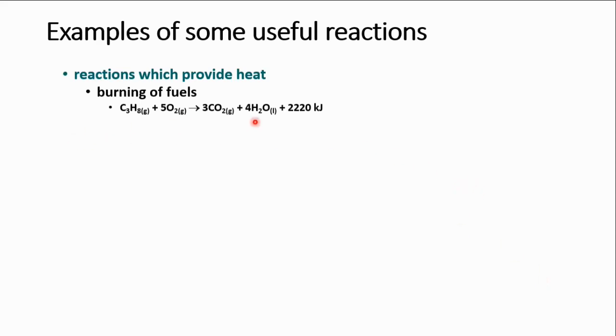The same example that we were looking at, propane. We burn propane in our gas stoves to cook our food. This is another useful one. The combustion of octane in internal combustion engines, which we use to drive our motor vehicles. A lot of heat is produced, 5,461 kilojoules per mole of octane.